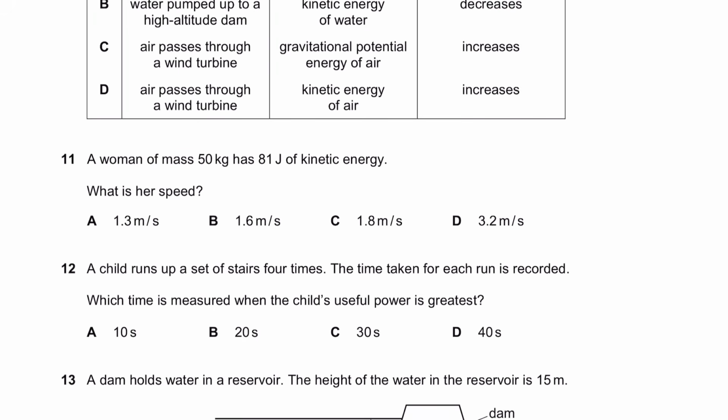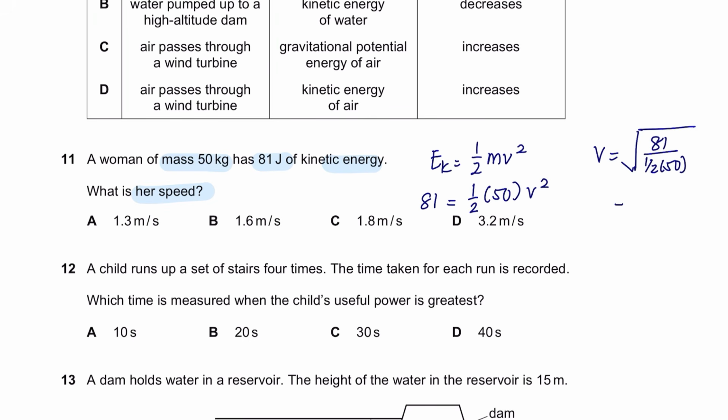Question 11. A woman of mass 50 kilograms has 81 joules of kinetic energy. What is her speed? Okay, we will use the formula of kinetic energy here to solve this question. We know that the kinetic energy is 81 joules and the mass given is 50 kilograms. So we're just looking to find the value of v. If we rearrange this, we will get 1.8 meters per second. So the answer is C.